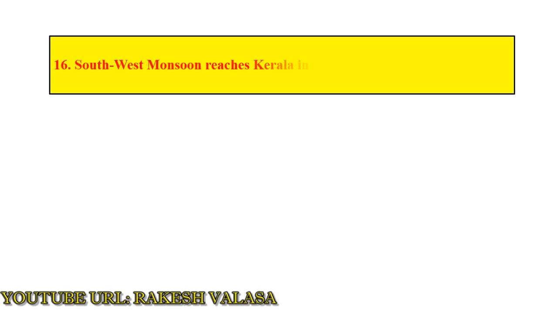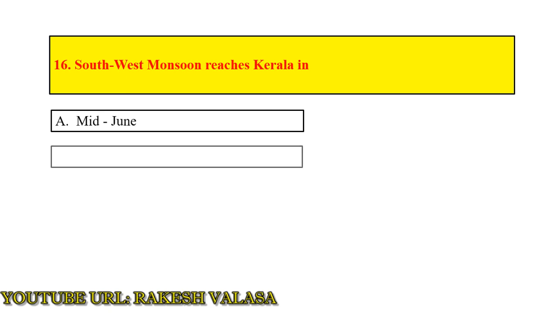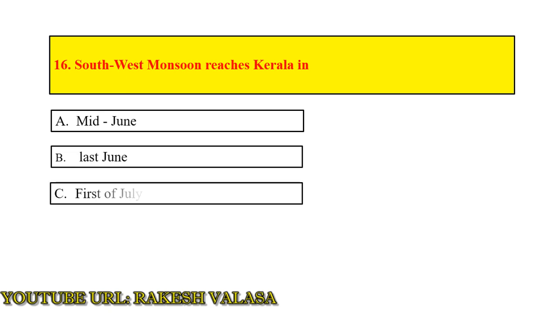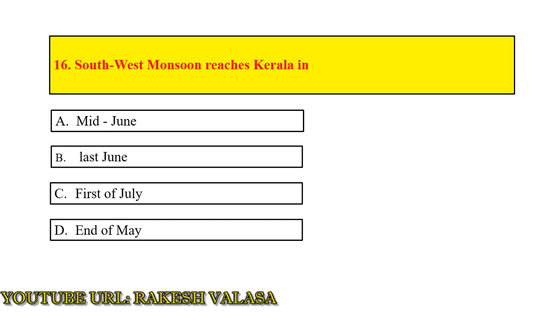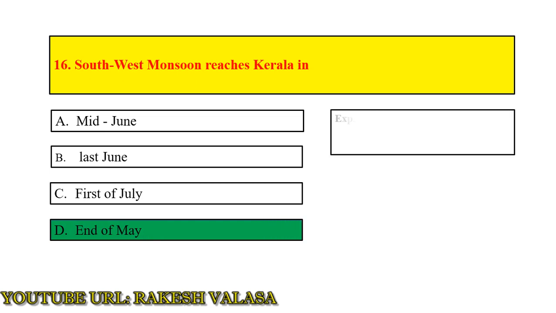Question number 16. Southwestern monsoon reaches Kerala in? Answer: End of May. Explanation: Southwestern monsoon reaches Kerala in end of May, last 3 to 4 days.